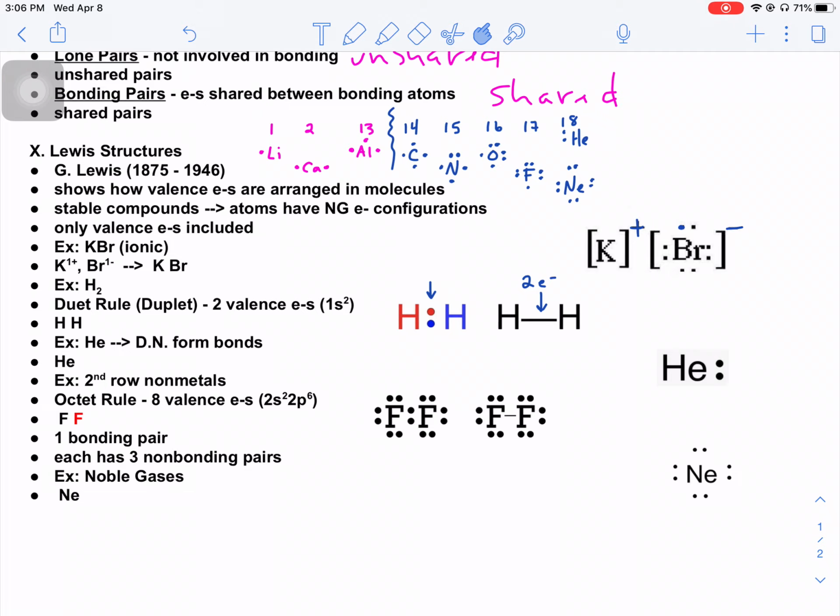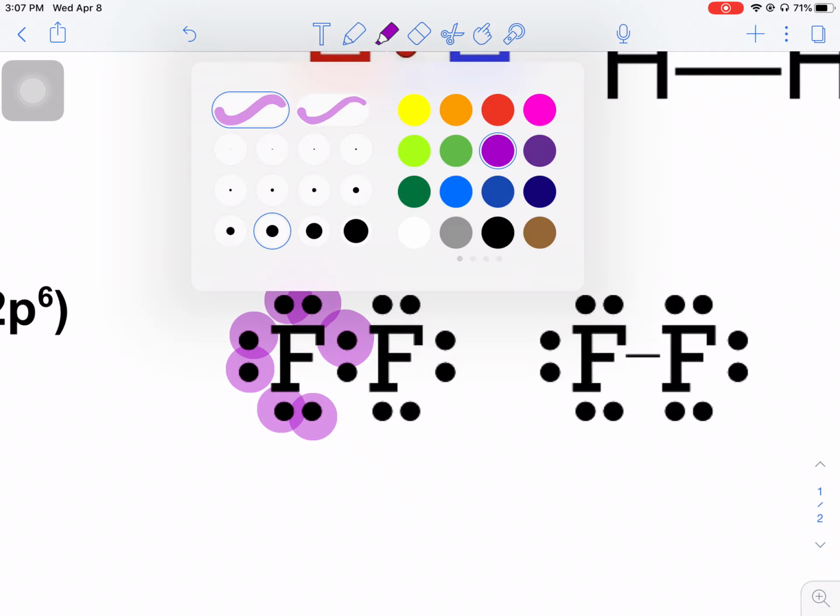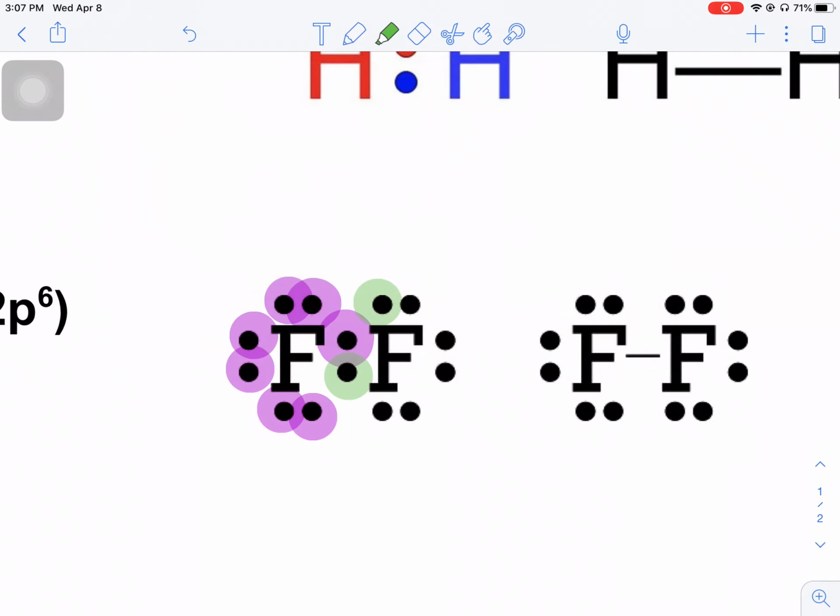Fluorine is a halogen, and it has 7 valence electrons if it's neutral, and I can color code those. So maybe these electrons belong to the fluorine on the left. I'll change colors, and these electrons belong to the fluorine on the right. So each fluorine possesses 7 valence electrons, but by sharing a pair in the middle, now they can get an octet to be like the noble gases.